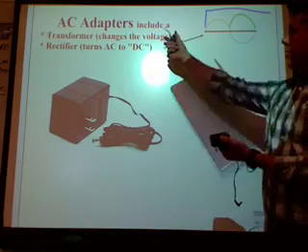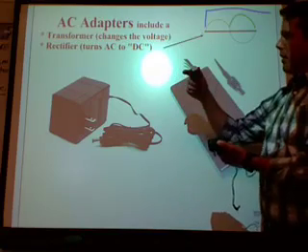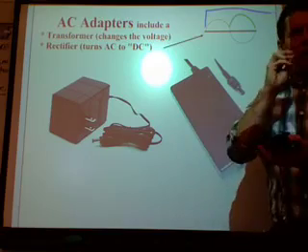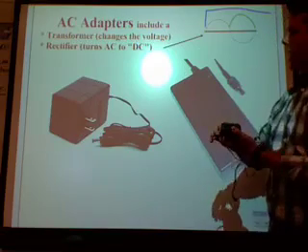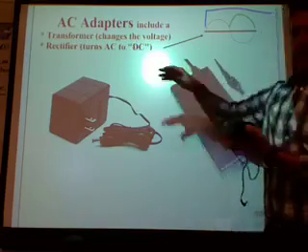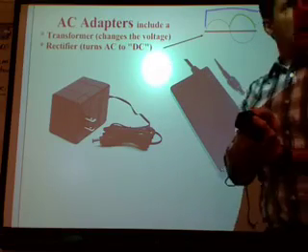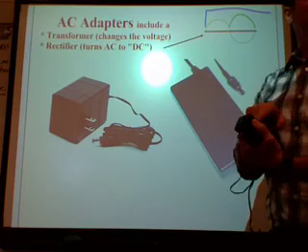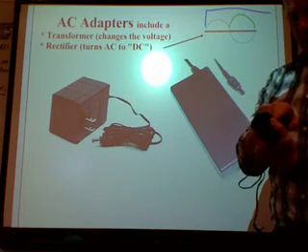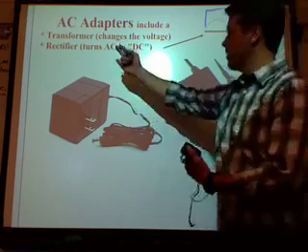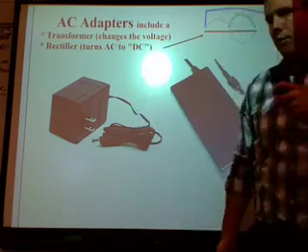Transformer. They're going to change the voltage. We're going to look at that in detail here in a second. And then some other little black parts that will change from AC to DC. On the outside of that AC adapter, you can read right off. It'll tell you 120 volts in, 12 volts out. It'll tell you whether or not it changes it from AC to DC. You can read right off of it.